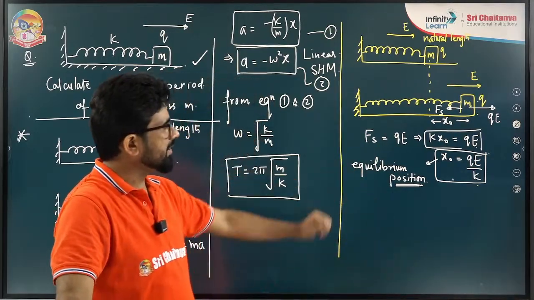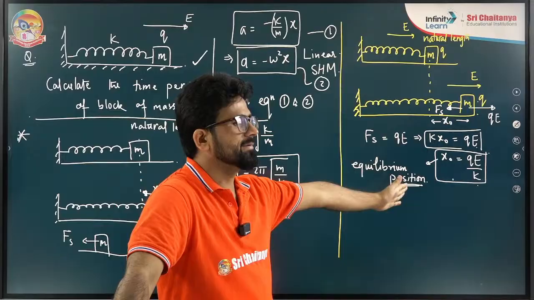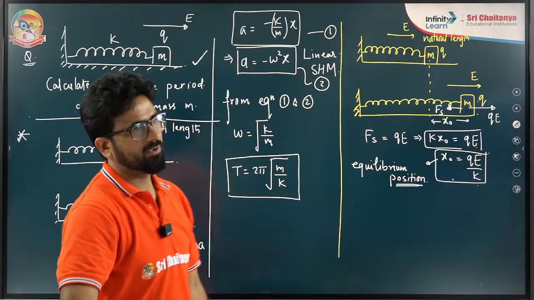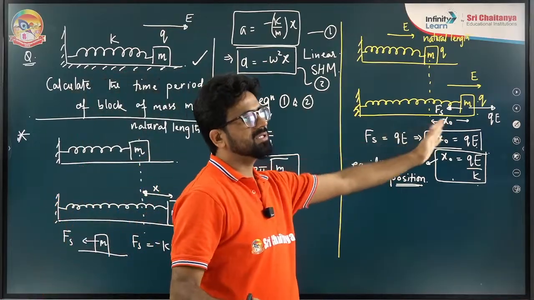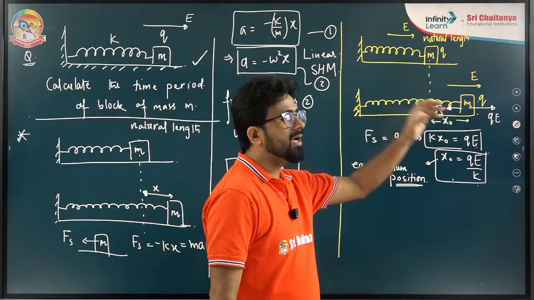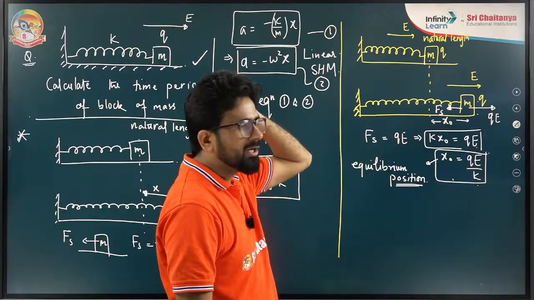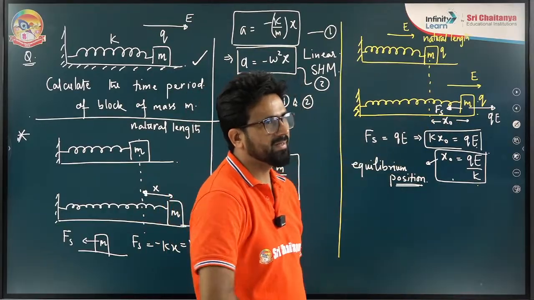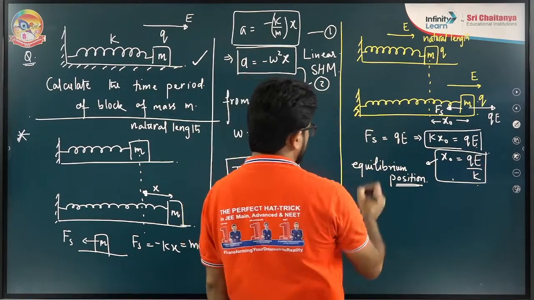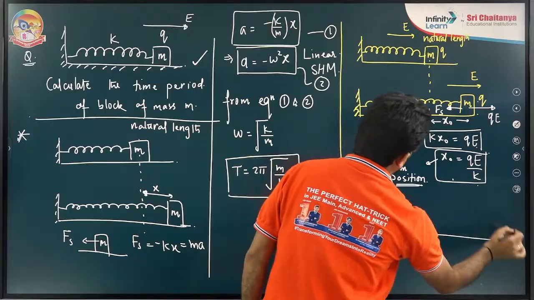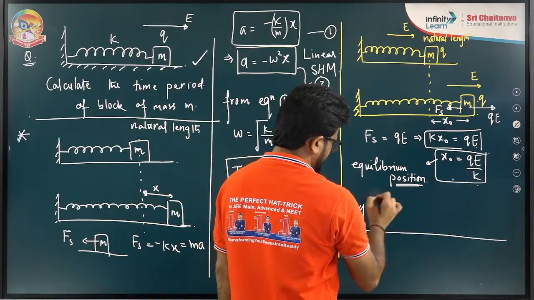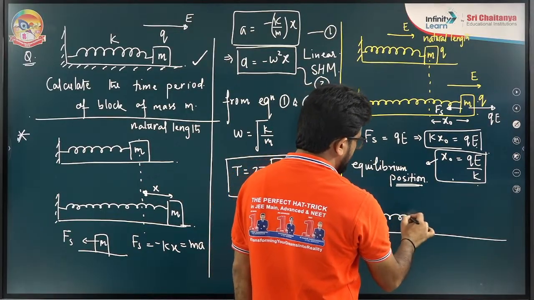So what we are seeing here is not the natural length. The equilibrium position is somewhere else, not at natural length, because here the forces are balancing each other. That means this is the equilibrium position. At this equilibrium position, you can see that it is not the natural length. Now take this part further.